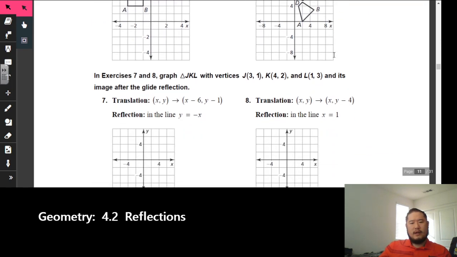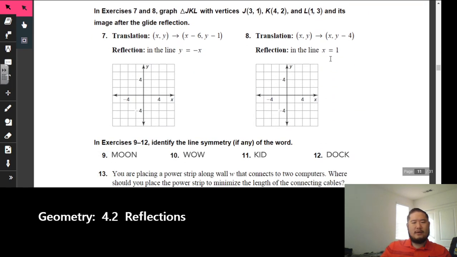All right, moving along. I think you could do that one on your own. Let's take a look at number 7. So we have 3 points here, J, K, and L. And it says you're going to translate and reflect. So we have to do multiple things here. We got multiple rules. And let's get this thing done.